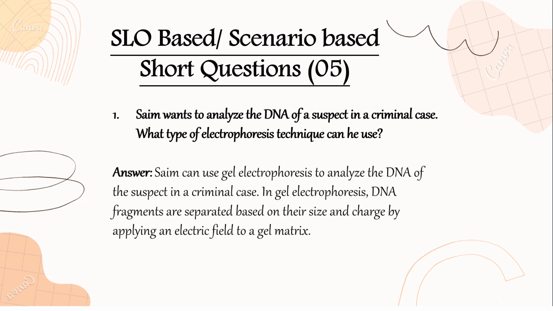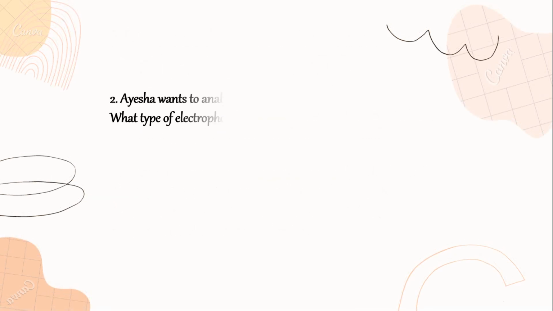The answer to this will be: Nigham can use gel electrophoresis to analyze the DNA of the suspect in a criminal case. In gel electrophoresis, DNA fragments are separated based on their size and charge by applying an electric field to a gel matrix.